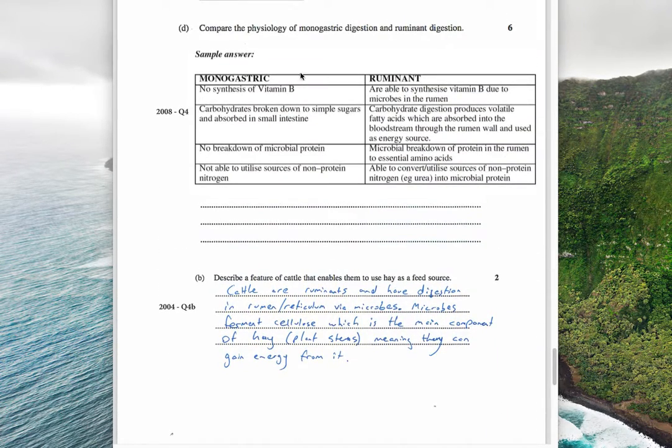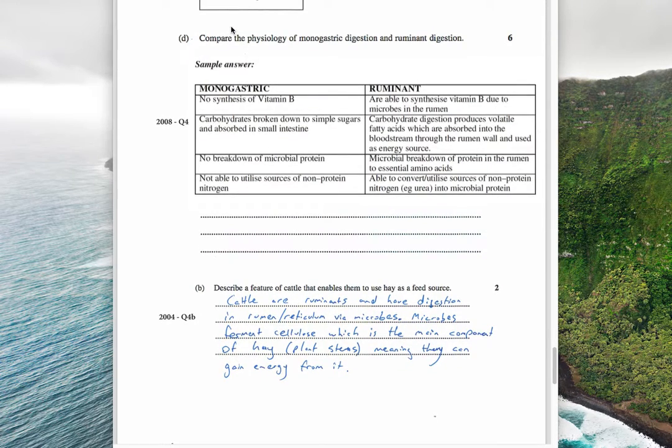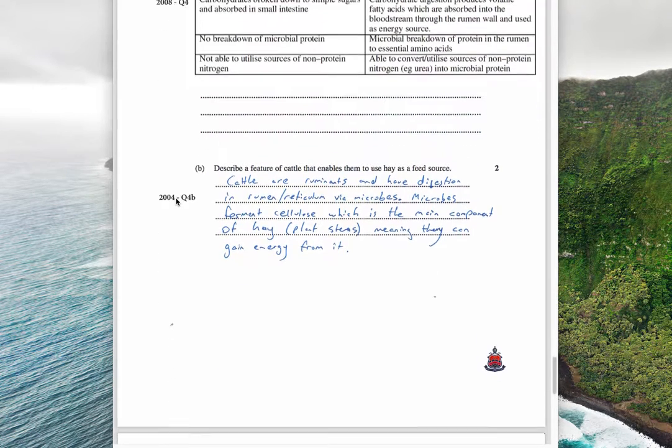Here for this page, compare the physiology of monogastric digestion and ruminant digestion. Again, for 6 marks, I've shown you the sample answer from the marking scheme. So the markers that marked the HSC wrote this as an example of the minimum that you could put to get the full marks. So this is kind of what they wrote. A table format for this kind of thing for a compare is okay.